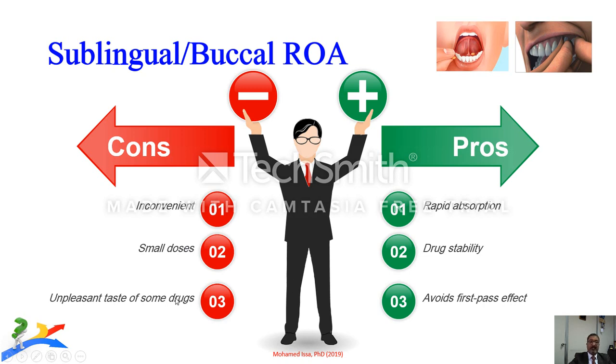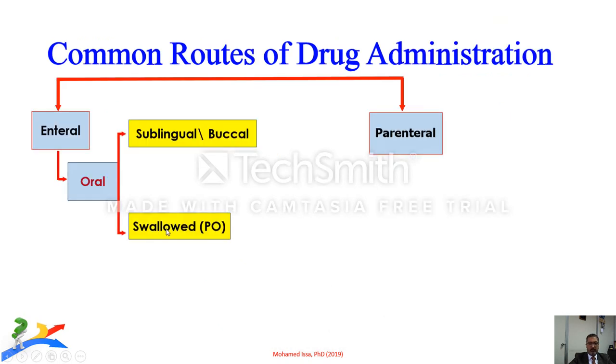Another disadvantage or limitation is that this route of administration will not be suitable for drugs having a bitter or unpleasant taste, a nauseating taste that can cause nausea, that could make a person feel like fainting. Definitely, for these drugs, we will never go for sublingual or buccal route.